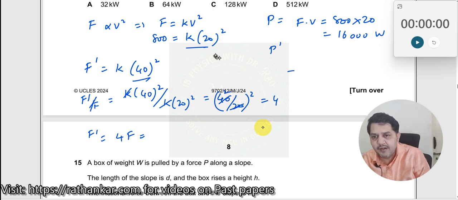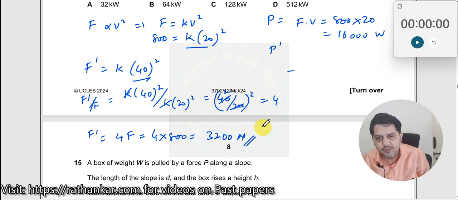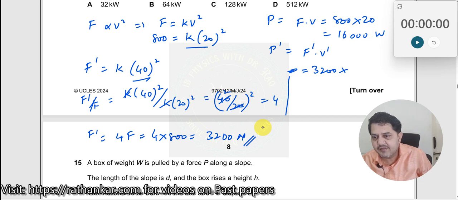What's the value of F? F is 800, which should be 4 into 800, which is 3200 Newton. This is the new force. Now, with this new force, find out the value of P dash. P dash will be F dash into V dash because both of them are changing, right? So, what is F dash? 3200 multiplied by what is V dash? V dash is 40. We took it here, 40.